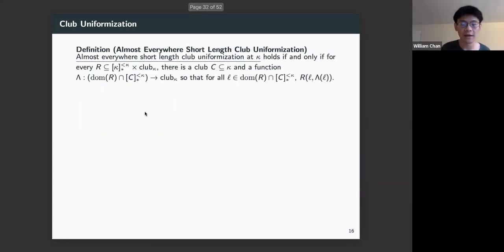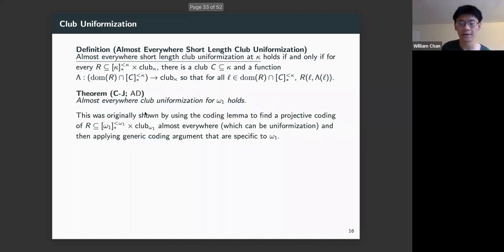So let me just make a definition. Say that almost everywhere short length club uniformization at kappa holds if and only if, for every relation R on kappa to the less than kappa cross club subset of kappa, there is a club C and a function lambda defined on the domain of R intersect C to the less than kappa, so that whenever L is in the domain of R and also in C to the less than kappa, lambda of L will be a club that is associated to L with respect to this relation R.